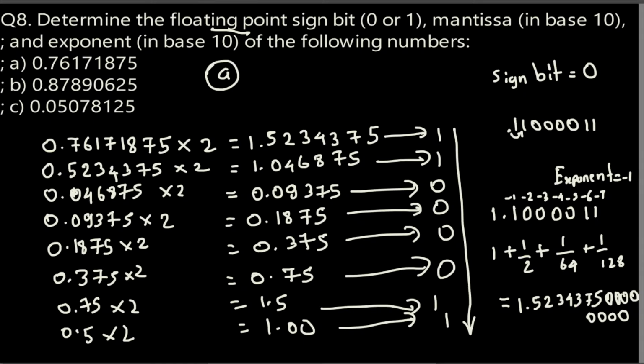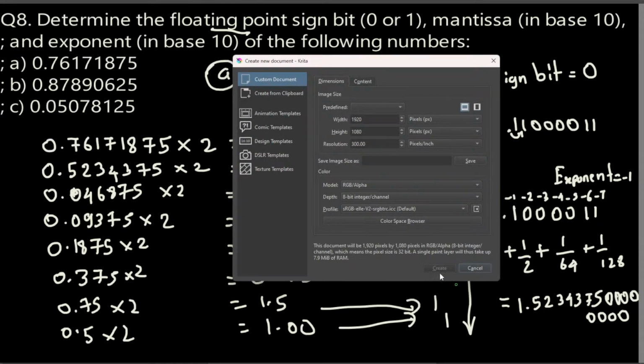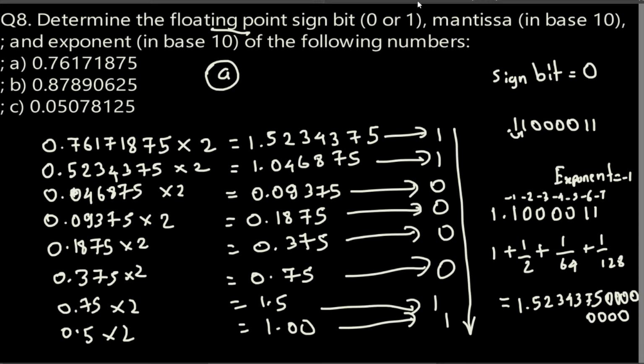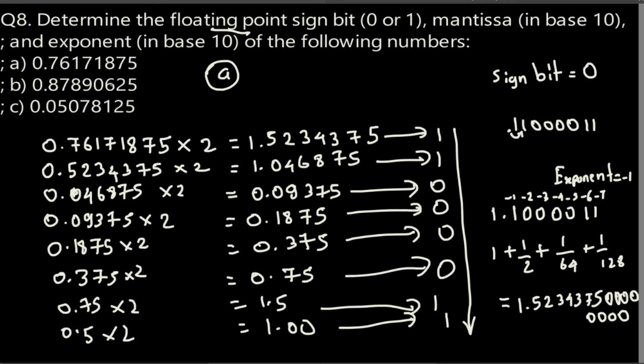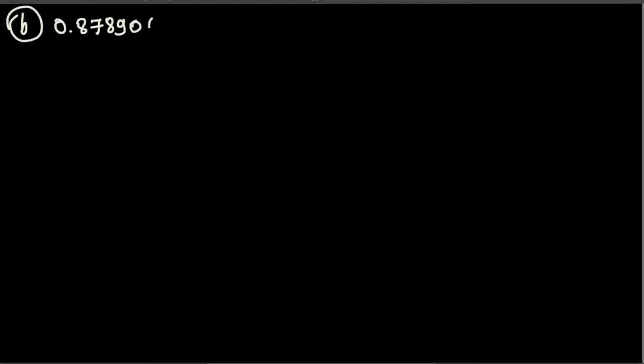Now let's look at the B part. In the B part, we have 0.87890625. Since this is a positive value, the sign bit is going to be 0. Now we have to figure out the mantissa and the exponent. To find that out, we have to convert this into binary. To convert this into binary, we just keep on multiplying until we get 0.0000.